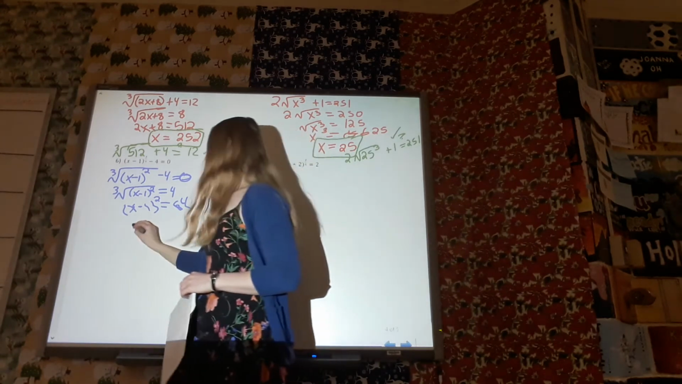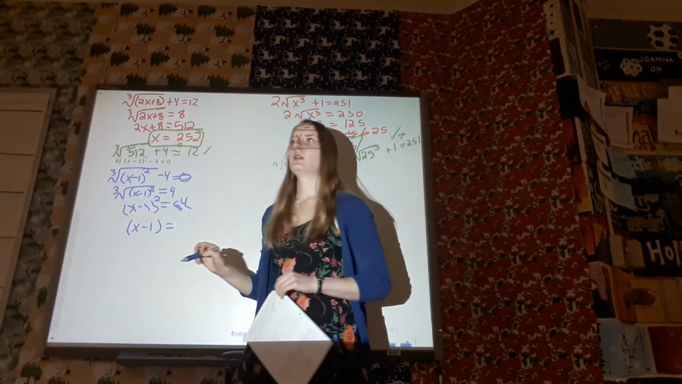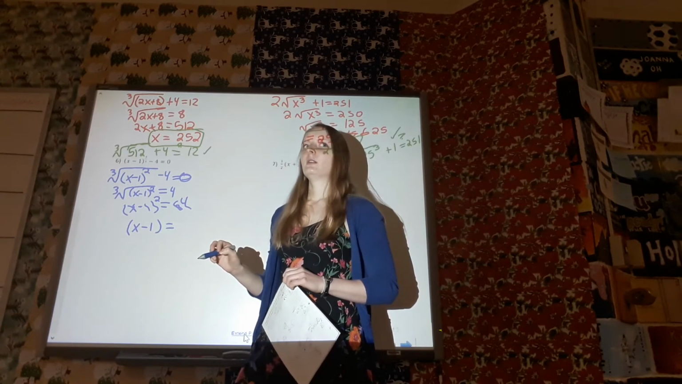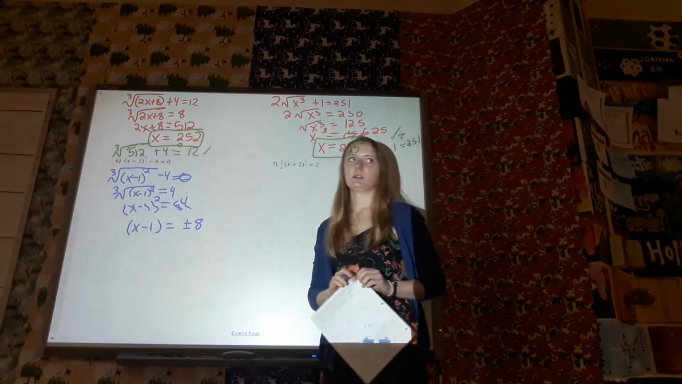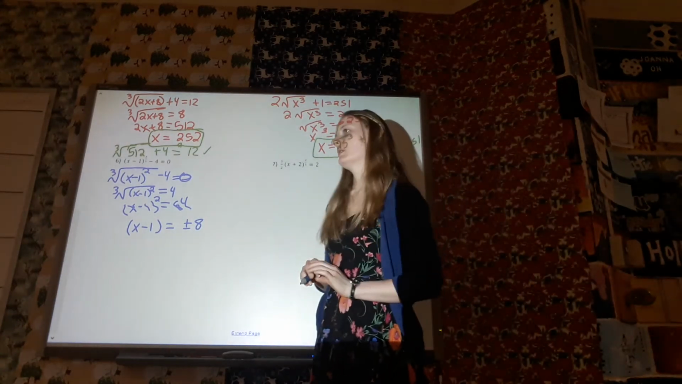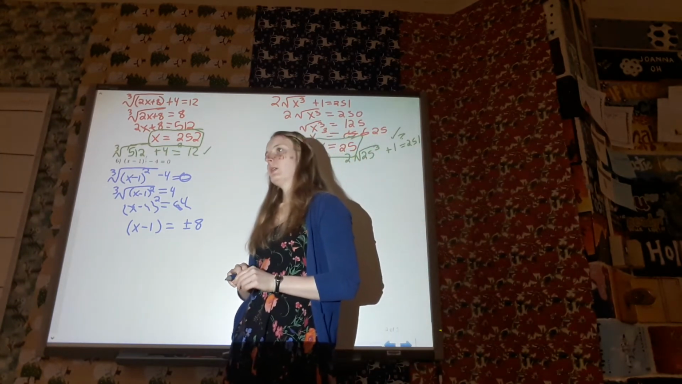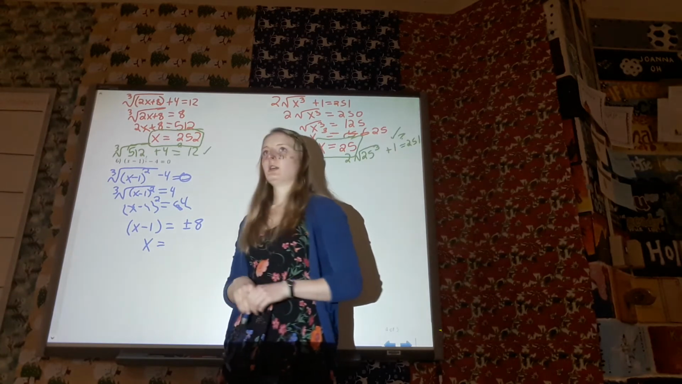So I'm going to square root. So that means I'm going to have x minus 1 equals plus or minus 8. Plus or minus 8. Okay? And then there's one extra step that I'm going to have to do here. You have to add a 1, right? Now, do you guys remember how you do this kind of scenario?